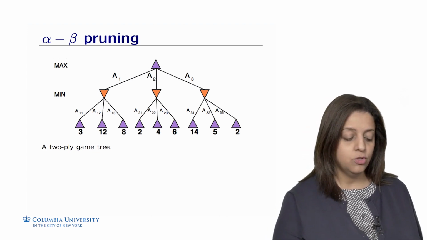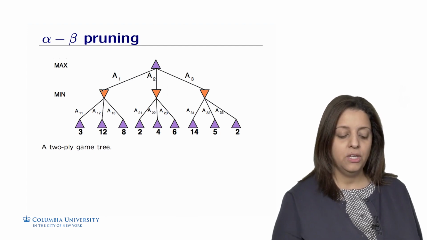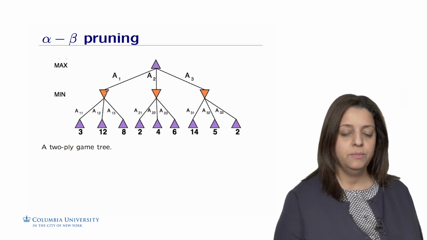So we go all the way down the tree, and we reach 3, so the min will be 3. Then we find 12, the min will not change. Then we find 8, the min will not change. So the answer for this node here will be 3.